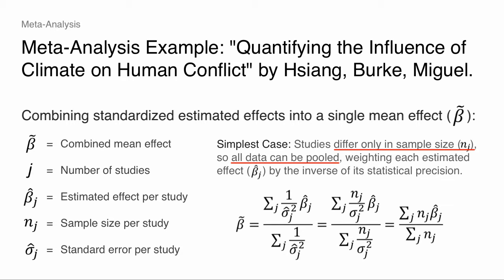You'd effectively pool your data where the average effect you'd get would just be the mean of your estimated effects, just weighting by the sample size. But that's the same as pooling all the data here. So that's a kind of idealized case.